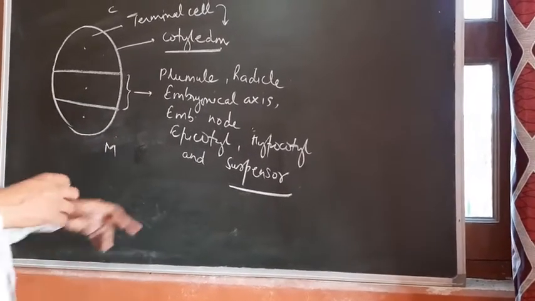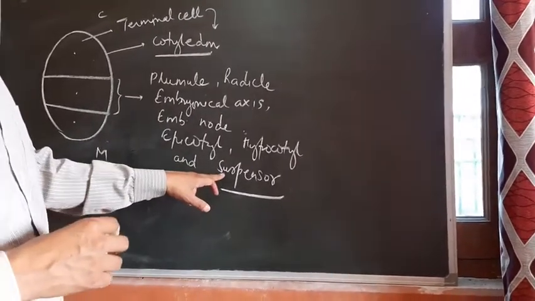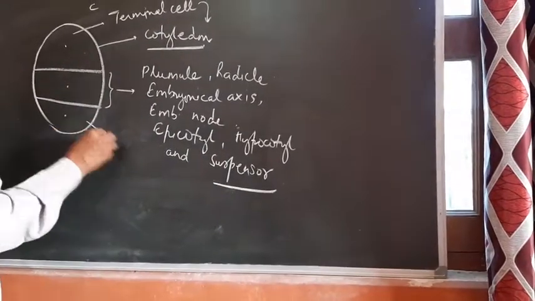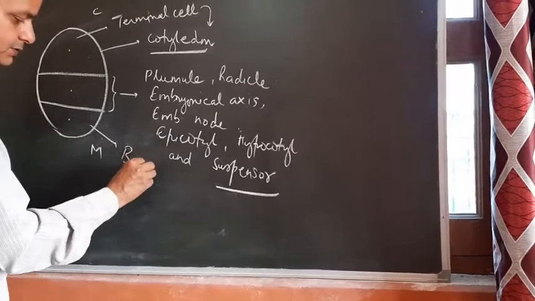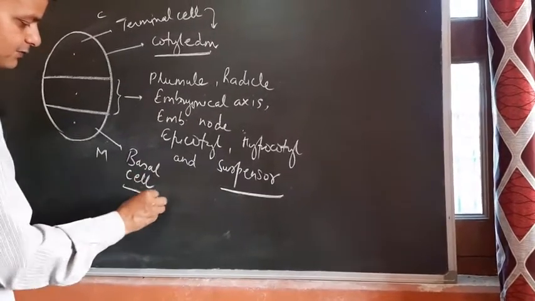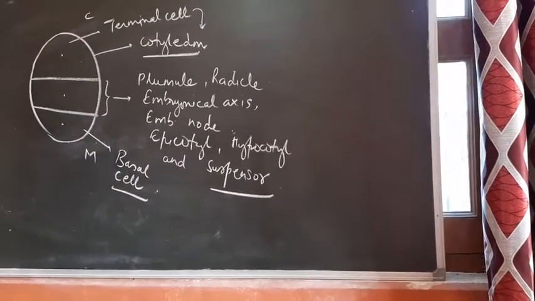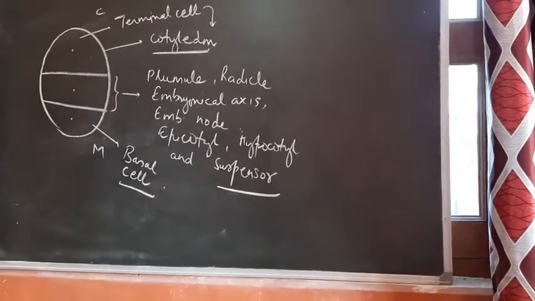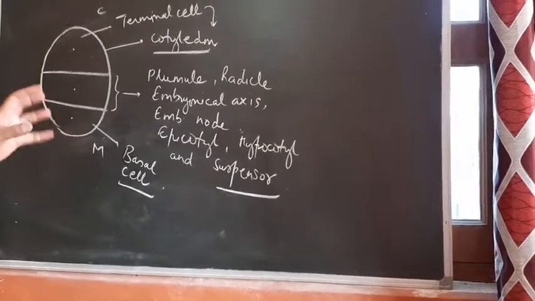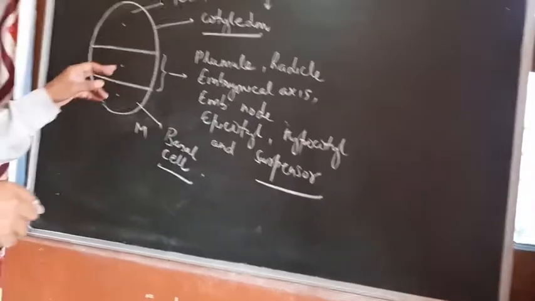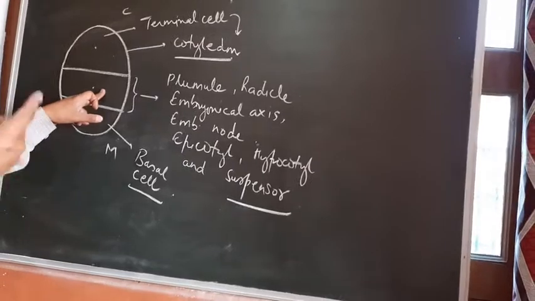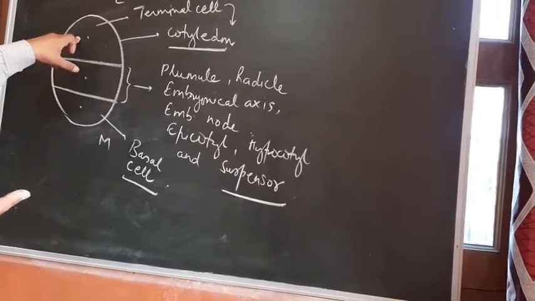Actually, why have we written suspensor at the last? Because the suspensor was forming from this one. Which cell is this? This is the basal cell. So the basal cell was responsible for the formation of the suspensor in a dicot. Whereas in a monocot seed, the basal cell is of no use here. Basal cell will not form any structure in the embryo. Whatever is forming is from the middle cell, and the cotyledon is forming from the terminal cell.